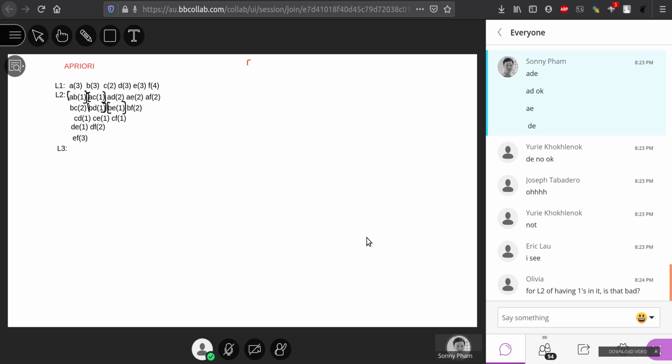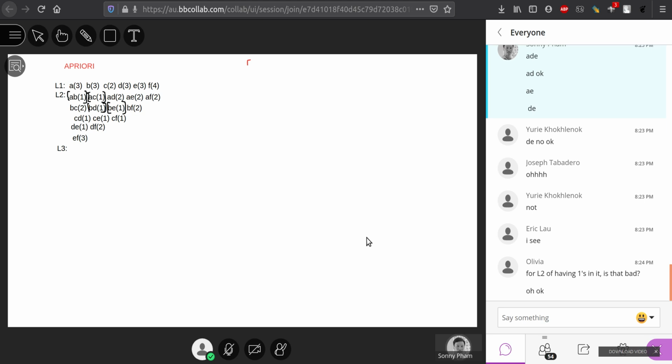No, so the question from Olivia is about level 2. Remember, at level 1, we have A, B, C, D, E, F, and they are all frequent. So every possible enumeration in level 2, we have to write them there, right? The only problem is level 3, because in level 2, we have quite a number of itemsets which are infrequent, right? They have the square brackets. So we have to be careful when we start level 3. Okay, that's the difference between level 2 and level 3. All right, so ADE is not okay.